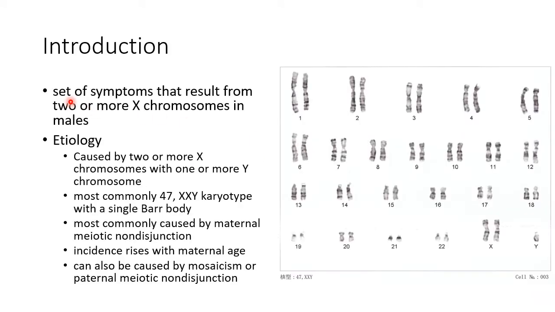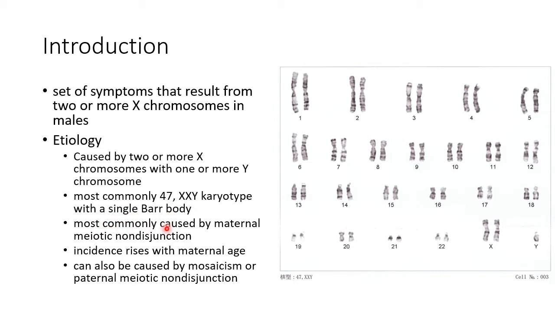Klinefelter syndrome is a set of symptoms that result from two or more X chromosomes in males. Now let us see about the etiology of this condition. It is caused by two or more X chromosomes with one or more Y chromosomes. This picture shows two X chromosomes with one Y chromosome. It most commonly presents as 47 XXY karyotype with a single bar body.